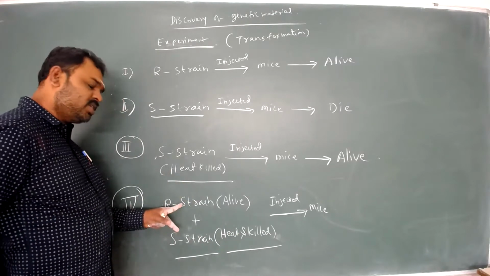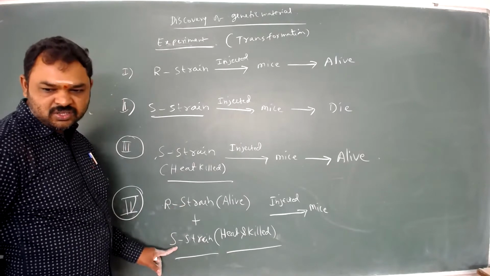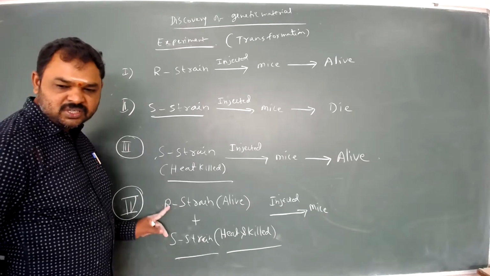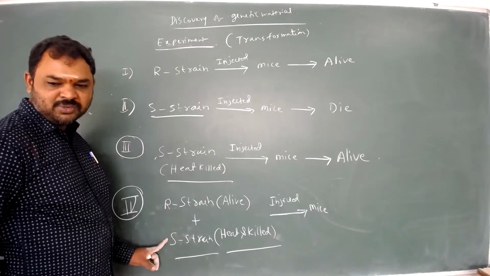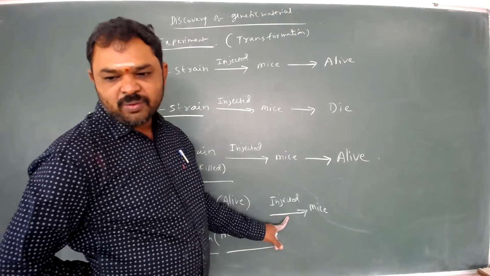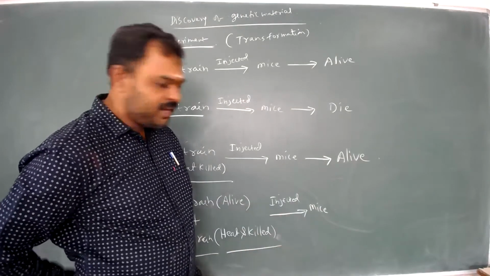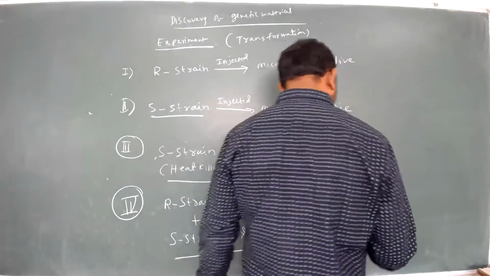But does this alive nature cause any problem? No problem. Does the S strain heat-killed nature cause any problem? No problem. These two are no-problem cases. But when they are injected into mice together, is there any problem or no problem? You have to see this here. There is a problem happening. So what is the problem?